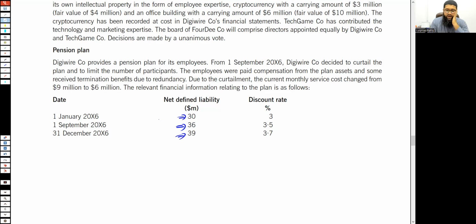Now, what actually happens is that here it says we decided to curtail the plan and to limit the number of participants. The employees were paid compensation from the plan assets and some received termination benefits. Here the examiner has not given to you how much termination benefits were given. But I would just give you a rough idea. So it is like, for example, present value of defined benefit obligation, fair value of plan asset, right?